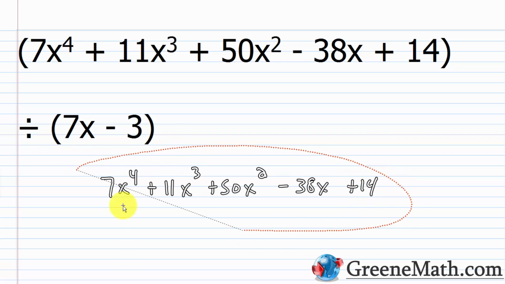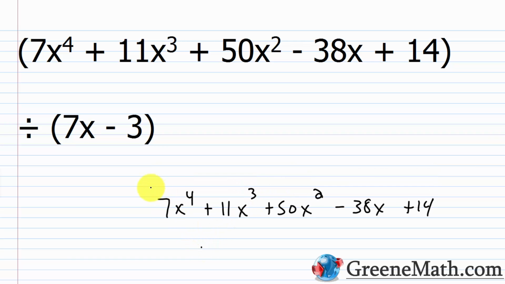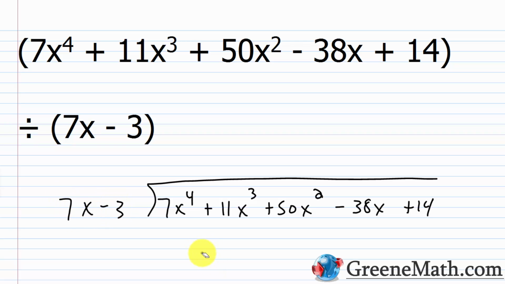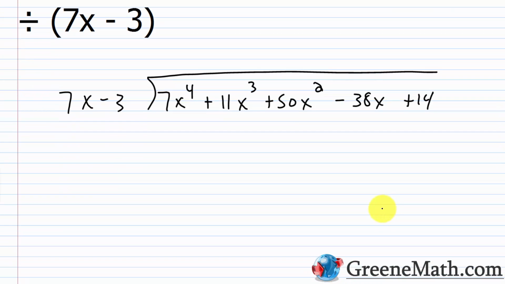Let me kind of move this a little bit. I'll have to move it down too. Okay, make my long division symbol, and then I have 7x minus 3 out in front. And let me scroll down, get a little room going. All right, so again, dad, mom, sister, brother, rover.